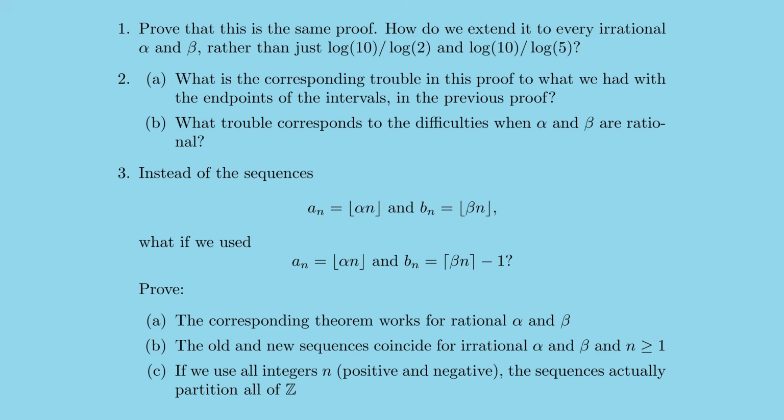Finally, here's a different way to write it. Your challenge is to prove that this formulation, replacing floor of beta times n with ceiling of beta times n minus 1, ceiling being the smallest integer greater than, rather than the largest integer smaller than, is true even for rational numbers, and the two sequences partition every integer, positive, negative, and 0, as n runs over all integers. Try first to see how it fixes the problem with alpha and beta both being 2.